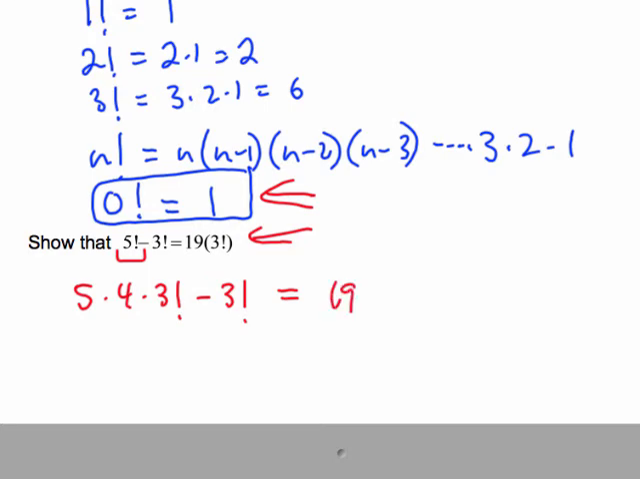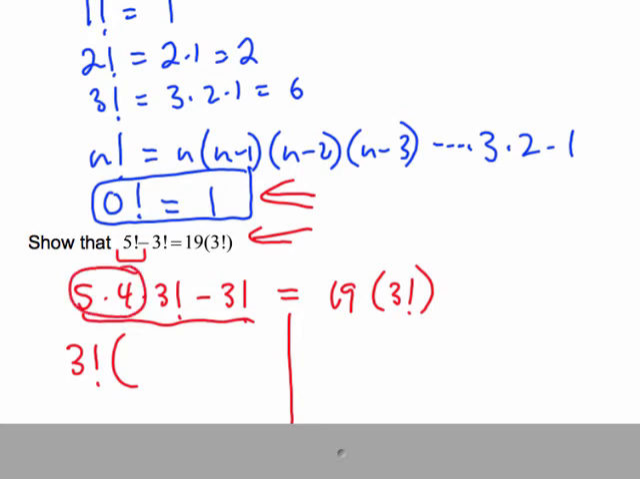And the right side. Now I'm kind of doing a proof here, so I'm just going to put a line. And on the left side I can see that I have a common factor of 3 factorial, which I can factor out. And that would leave me on the front with 5 times 4. And factoring out 3 factorial leaves me with a 1. And so I have 19 times 3 factorial, which does equal the right side.